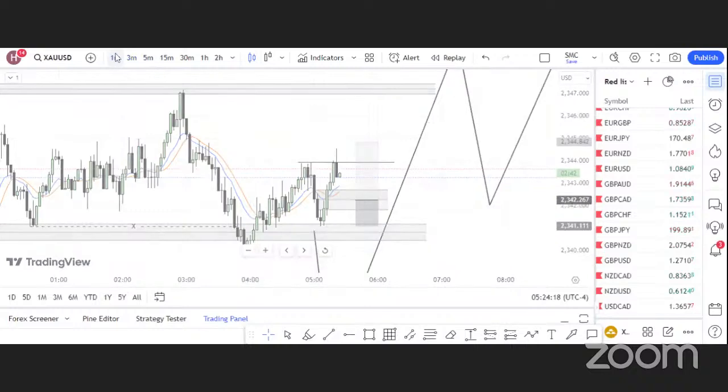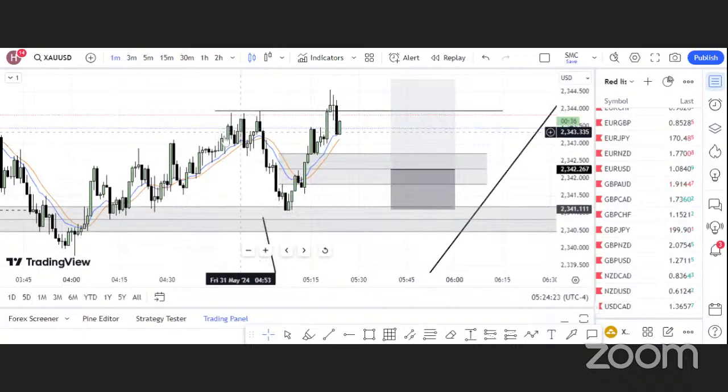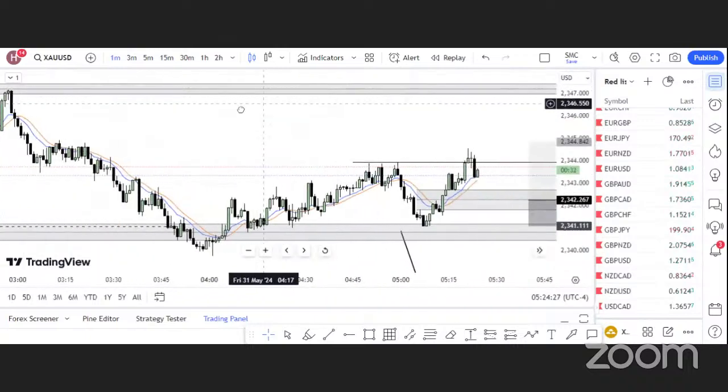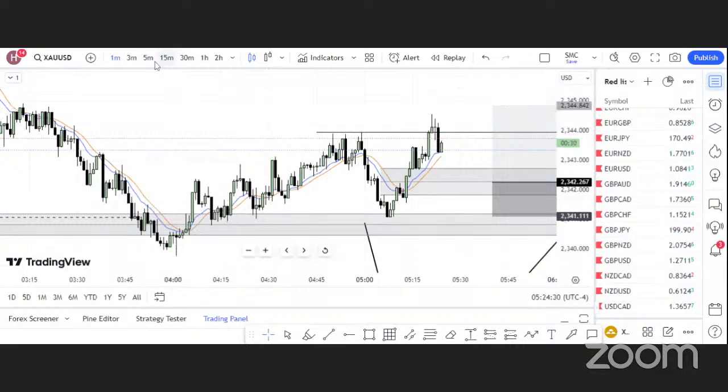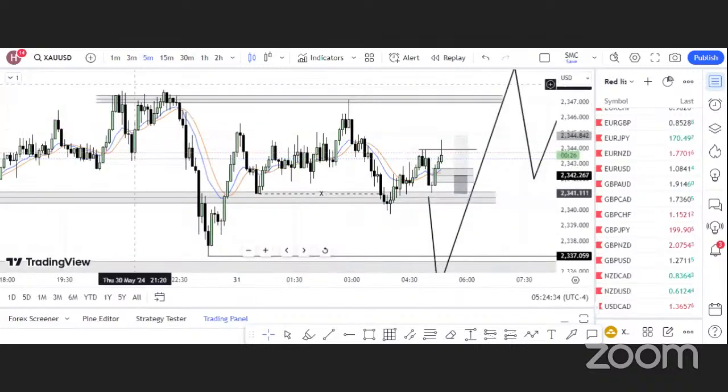So let's go down to the 1 minute time frame. All right, so on the 1 minute time frame, the setup we hope for on the 5 minutes is actually happening on the 1 minute. All right.